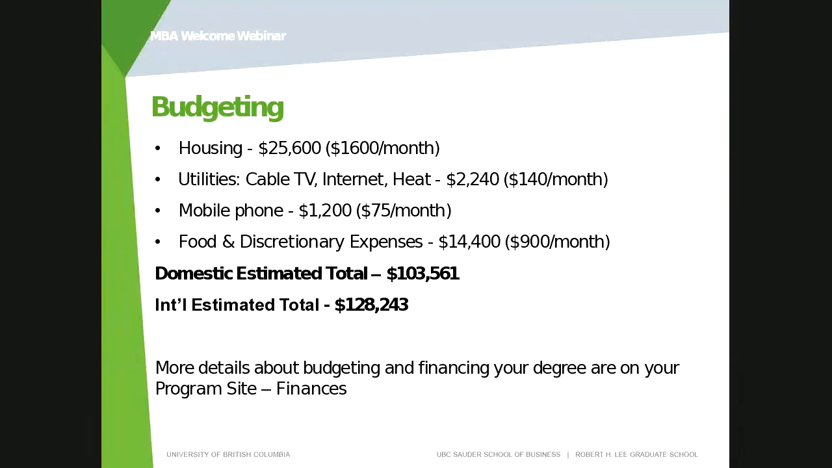Food and discretionary expenses as well is an average there. It will definitely depend on where you're eating, and if you're a foodie, if you're going out on our wonderful Vancouver food scene, you might have to up that number a little bit. So you can see the totals there for domestic and international. And there's more details about the budgeting and financing for this on your program site.